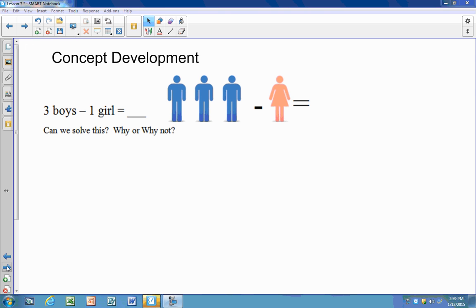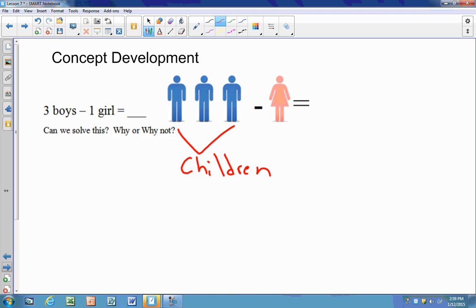So if we have 3 boys and 1 girl, the question is, can we solve this? Well, we can't take a girl away from boys, so we couldn't solve it. But a way to solve this would be to say that these are children and a child, and they mean the same thing. So I can take 1 child away from 3 children.